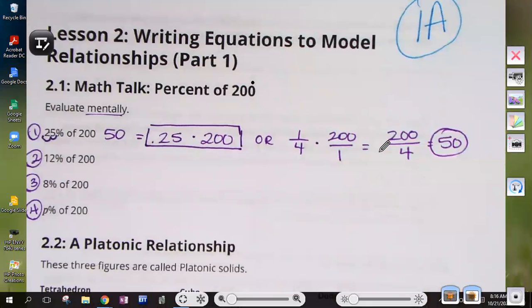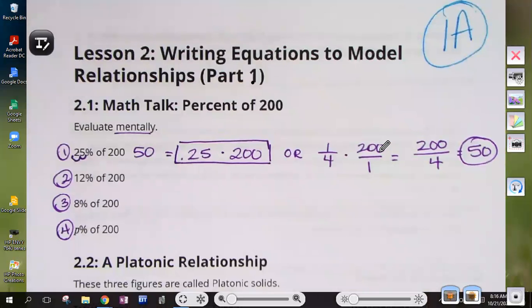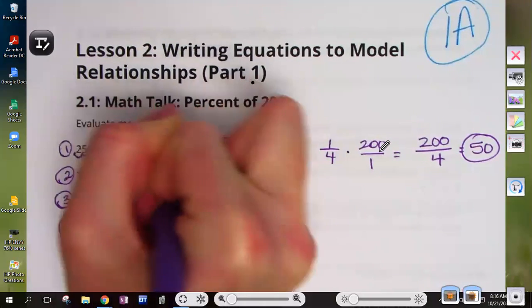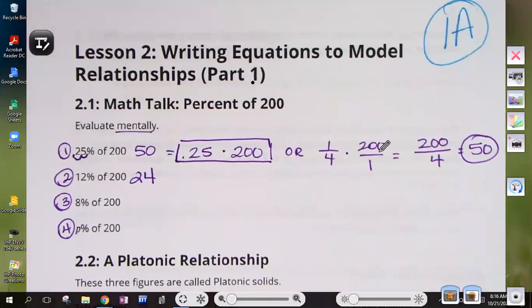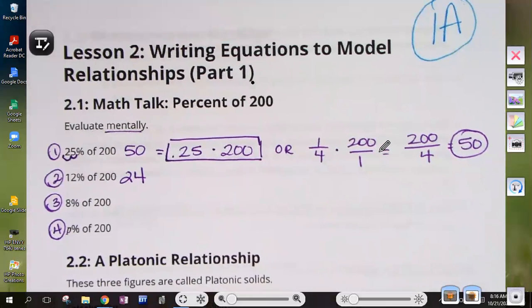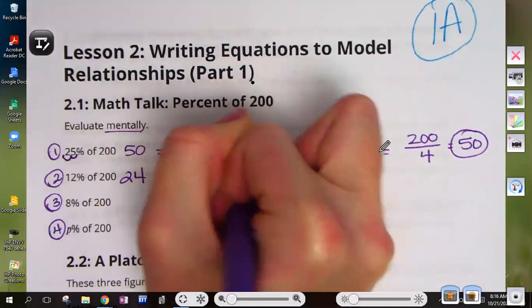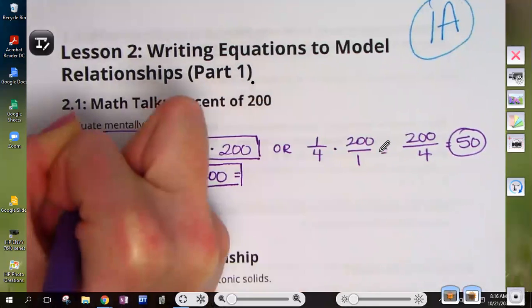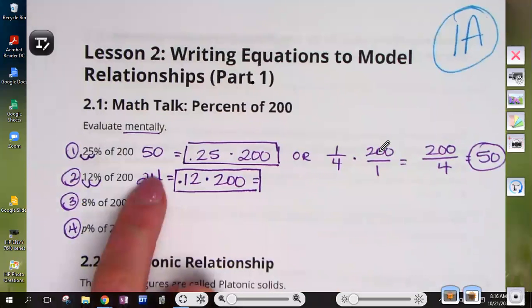All right. Number two, 12% of 200. Jordan, what'd you get? 12% of 200, you got 24. All right, Jordan, how did you do that? I did, decimal over 2 places. Okay. So she just moved the decimal, just like Hayden did in the first one, and got 0.12 times 200, and that equaled 24.